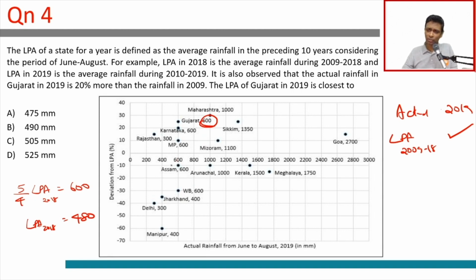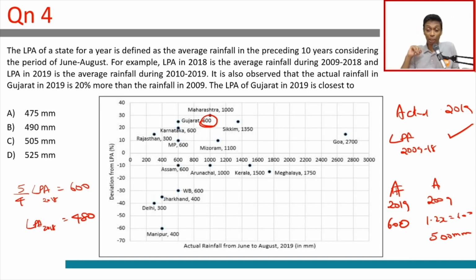Brilliant. So 480 is the LPA till 2018, the 10 years to 2018. It is also observed that the actual rainfall in 2019 is 20% more than the rainfall in 2009. Interesting. The rainfall in 2019 is 600. So with this, we can find actual 2009. How do we find that? 2019 is 20% more than this, or 1.2x is 600. 2009 rainfall is 500 millimeters.